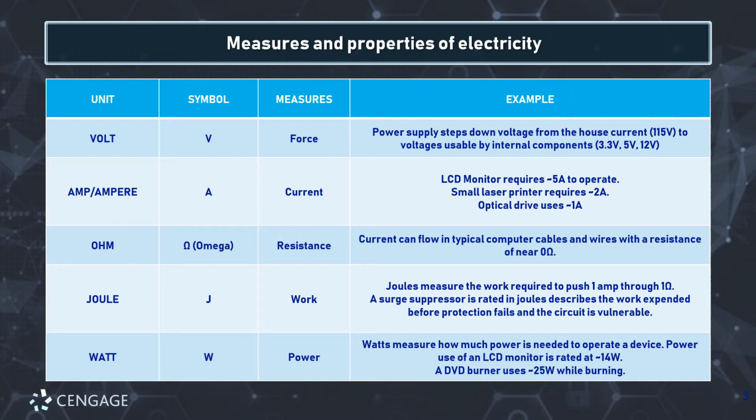The joule, represented as the letter J, is a measure of work. Now, work, if you remember from physics, is force applied over a distance. So in this case, we are registering the amount of work that is needed to push 1 amp of current through 1 ohm of resistance. So a surge suppressor, for instance, that you would find in a power strip is going to be rated in joules and describes the work that it takes before the protection fails. So you can almost think of it like a roller coaster.